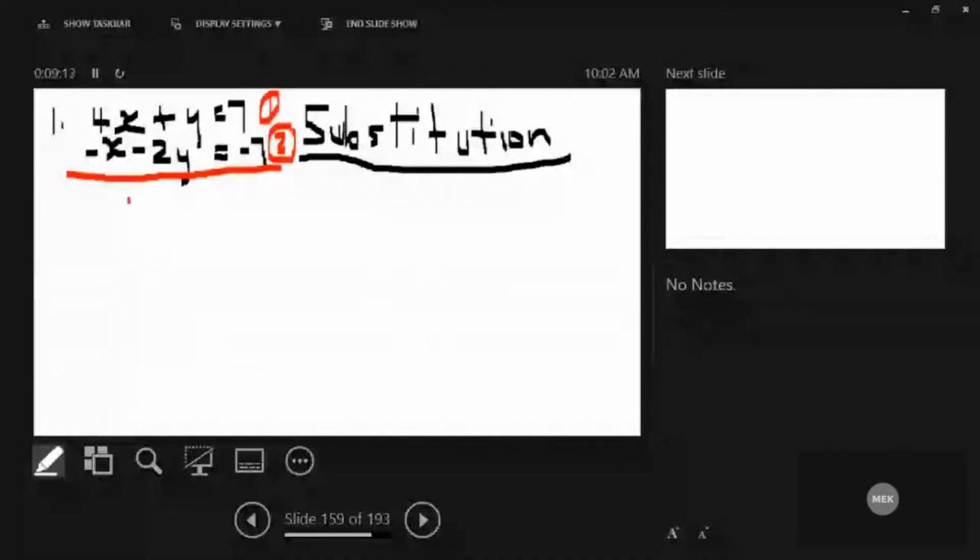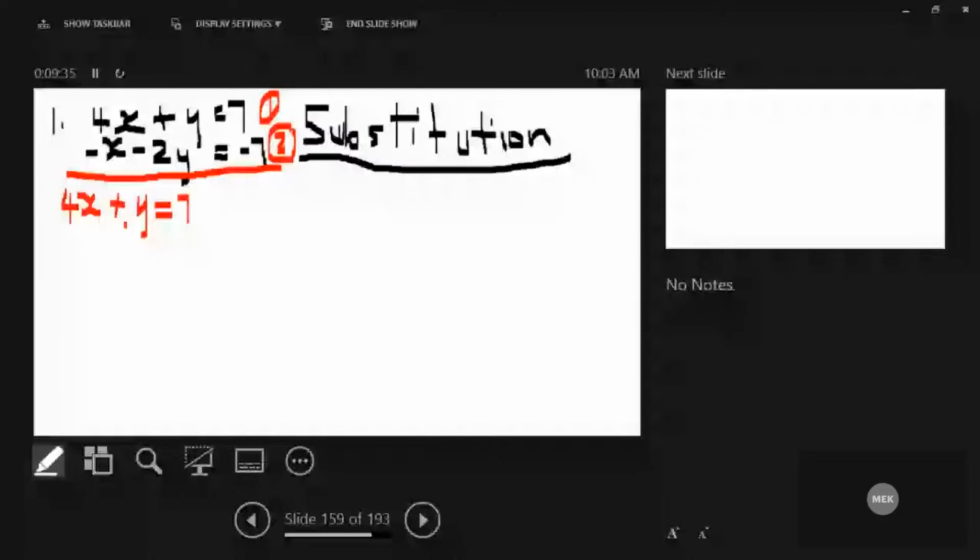Okay. I'm going to go with the positive variable because it's always easier to work with positive numbers. So I'm going to write the equation that I'm going to work with first. So that's 4x plus y equals 7. That's equation 1.